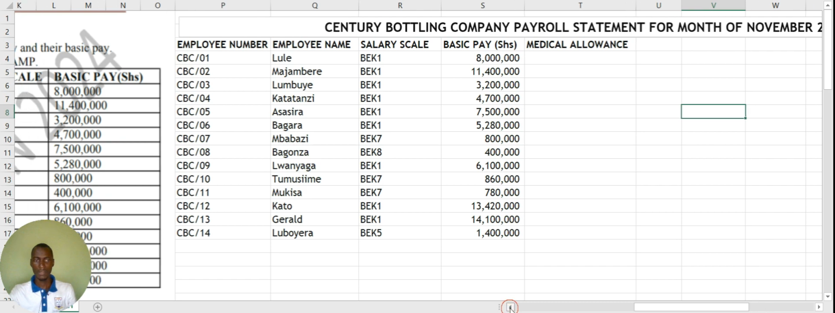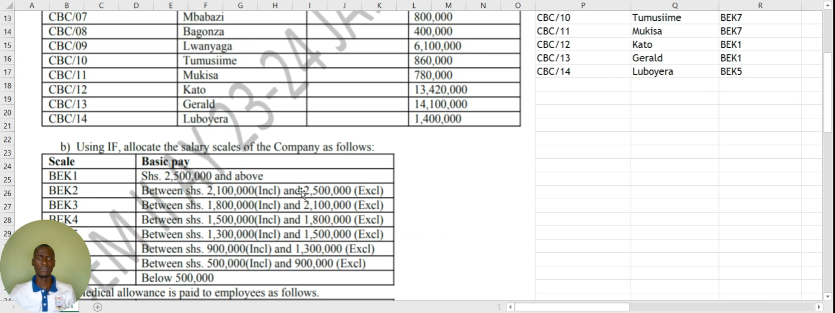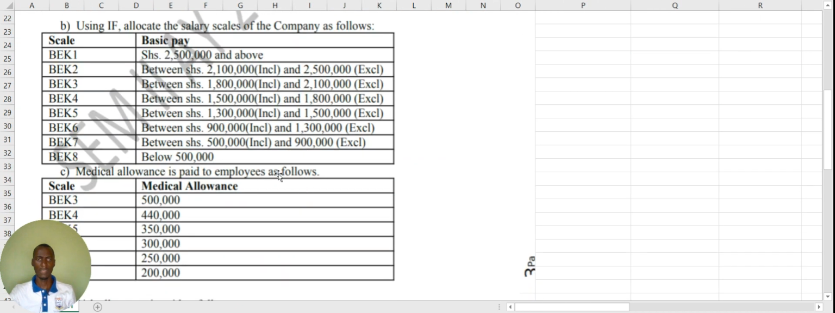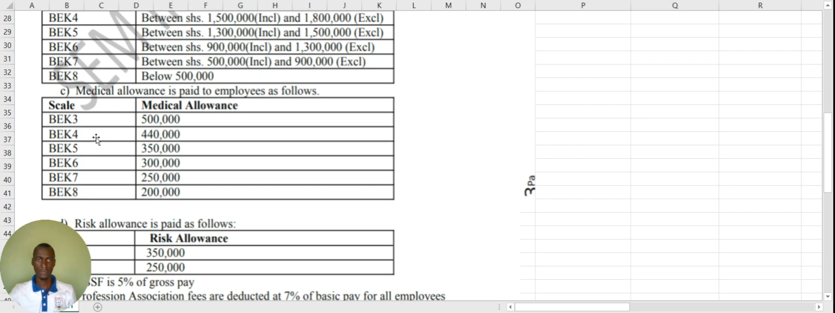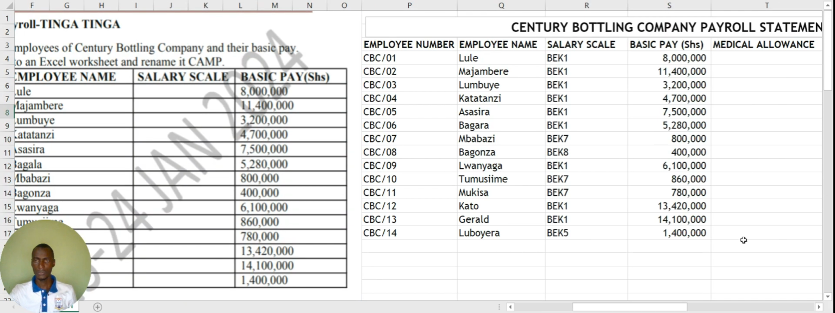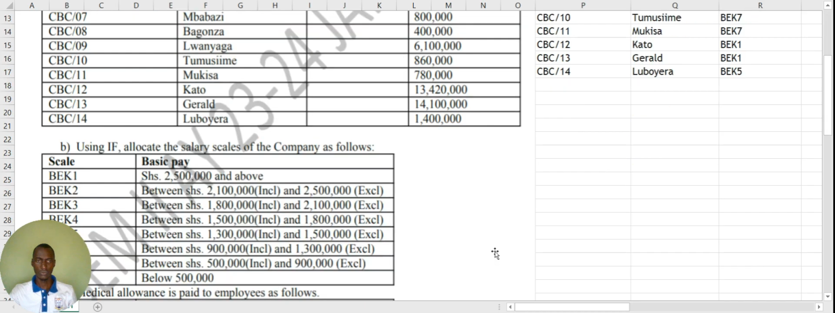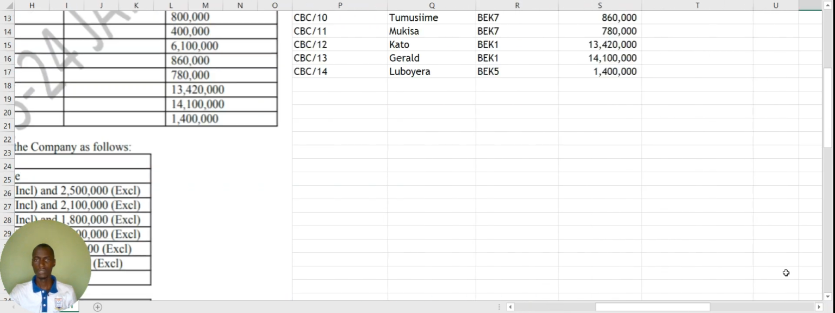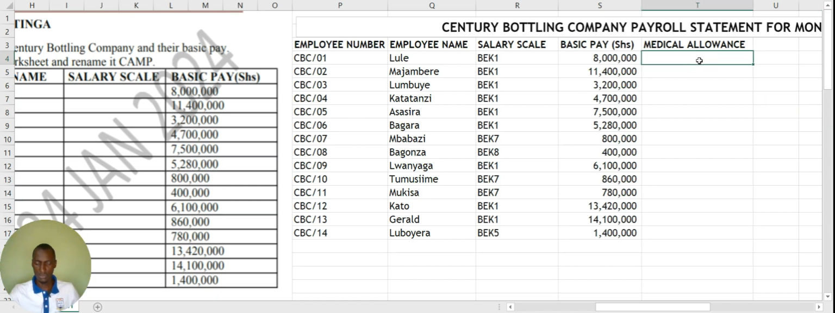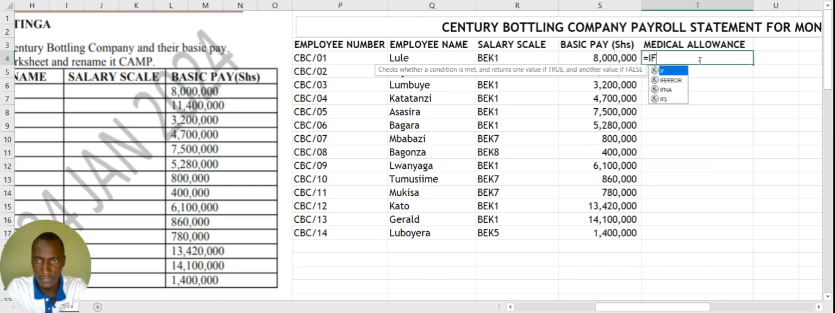How do we allocate the medical allowance? We are being told that medical allowance is paid to the employees as follows. So we still use the salary scales to allocate the medical allowance. So you're going to use the if function, the if formula, to come up with that.